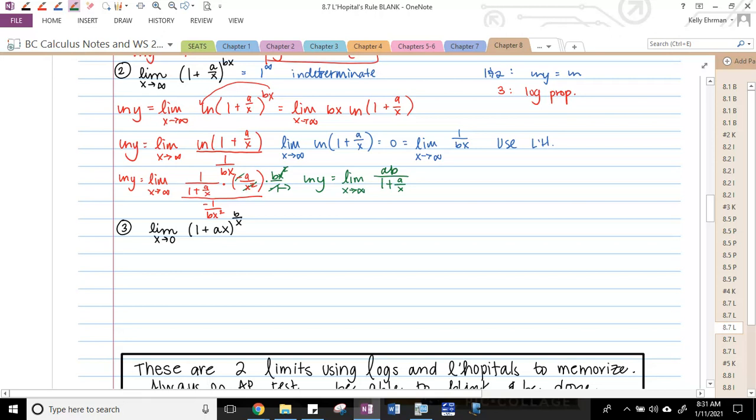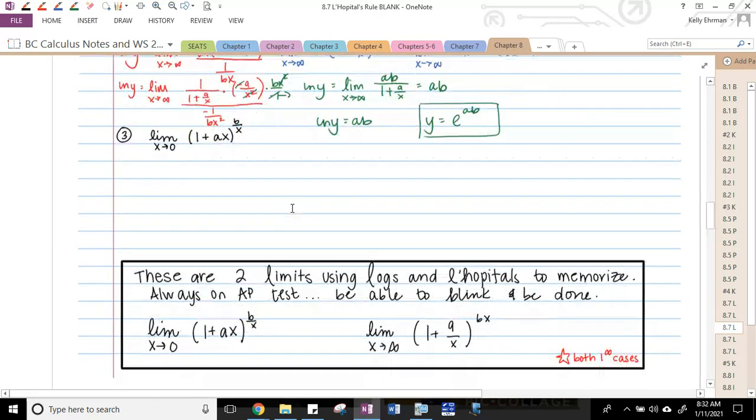And then can I take the limit at infinity? So you would get ab over 1 plus 0. So yeah, that limit equals ab. If the natural log of y equals ab, then y equals e to the ab. Can't quite check that one because I didn't have an a and a b, but you could make up a's and b's and plug them in and see what happens. But I'm not going to do that right now.